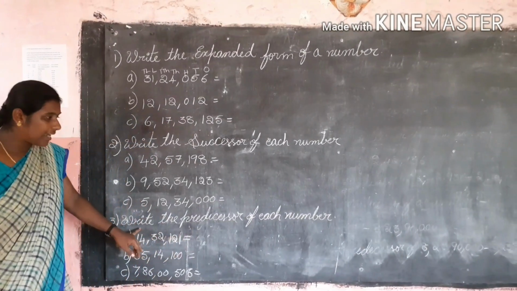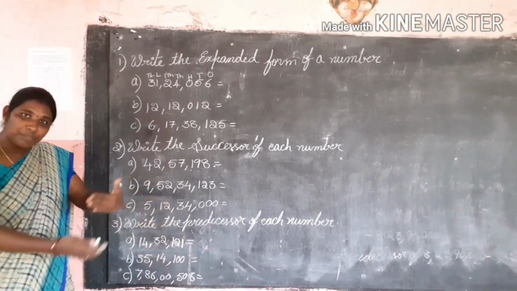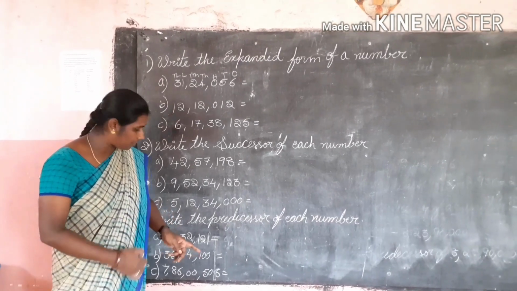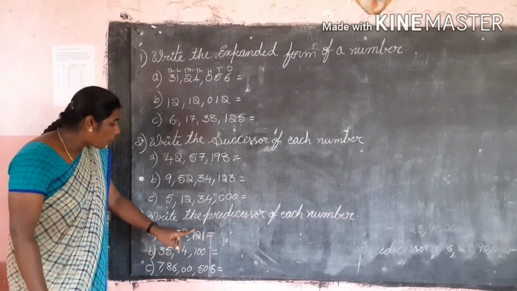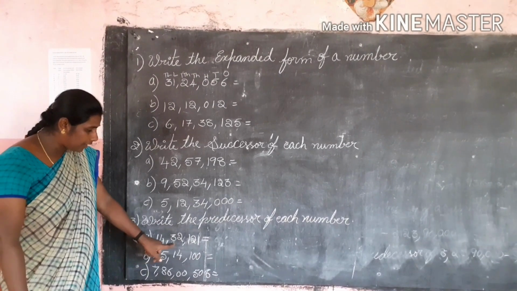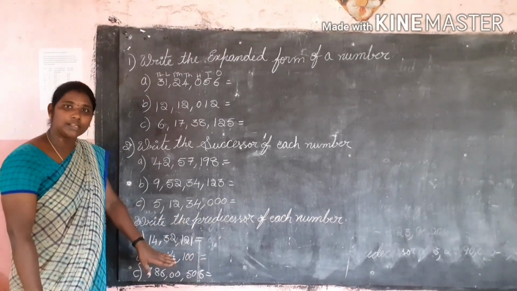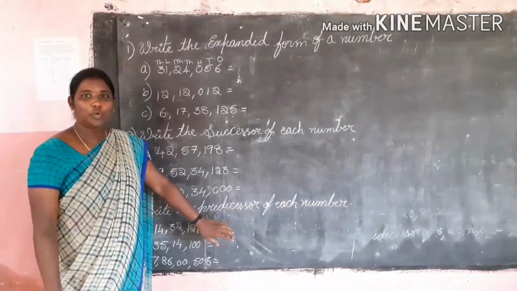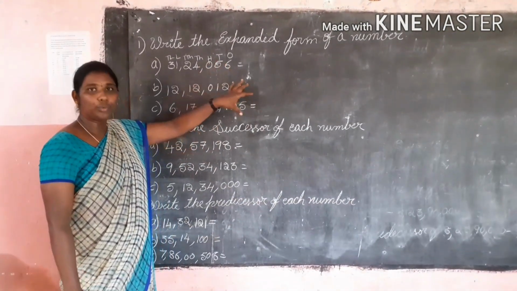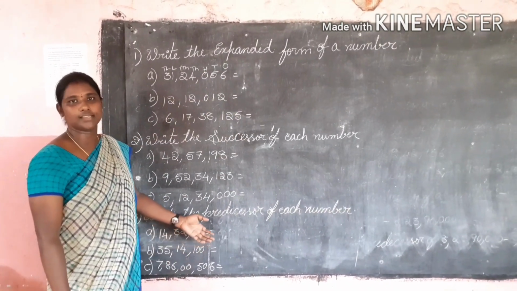Next one, write the predecessor of each number. How do we get the predecessor? Predecessor means the number before. We have to subtract 1 from the given number and we get the predecessor. Here, 14,32,121: we subtract 1 from this number. Now pause the video, do these problems on your own, and after that check all these answers.